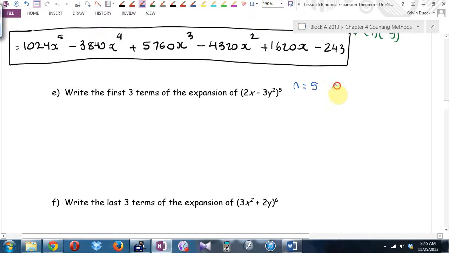Sean, what's sitting where the letter A was last day? 2x. Thank you, Sean. What's sitting where the letter B was last day? Negative 3y squared. Come on in, negative 3y squared.